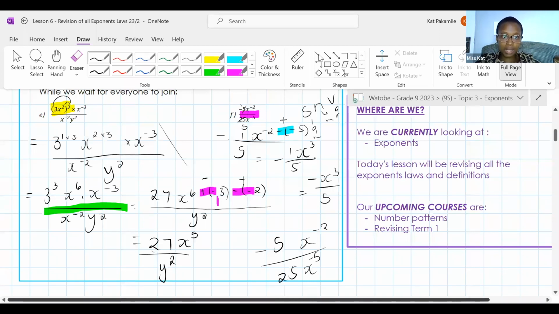Zoom a little. Is it too small? I hope that helps.